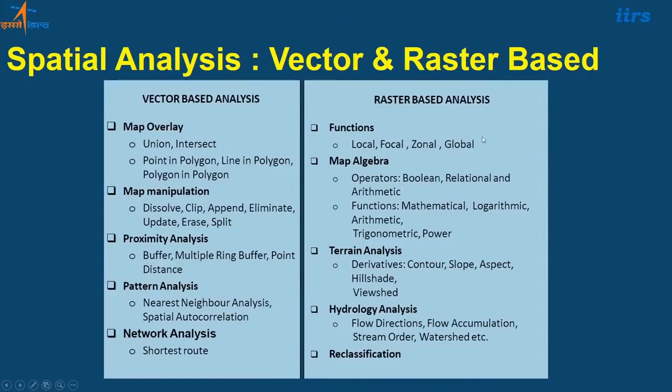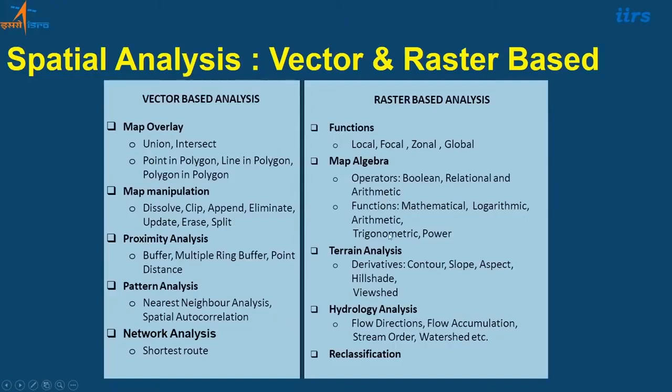Global, if I am doing some operation on the entire image, let us say multiplying the image by a number 10. So that kind of operation, which is performed on the entire image, is known as a global image function. In map algebra, we can do Boolean operations, relational, arithmetic, similarly mathematical, logarithmic, arithmetic. These operations are all very much possible on that grid data or image data.